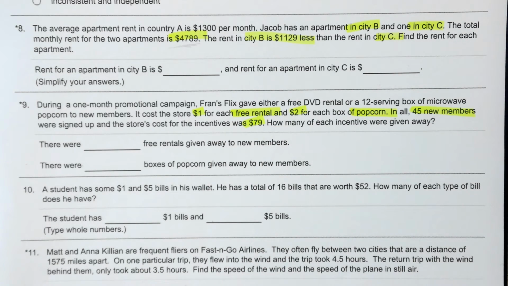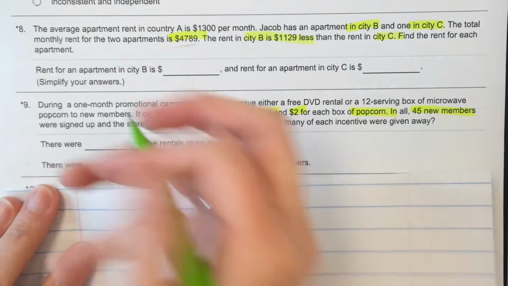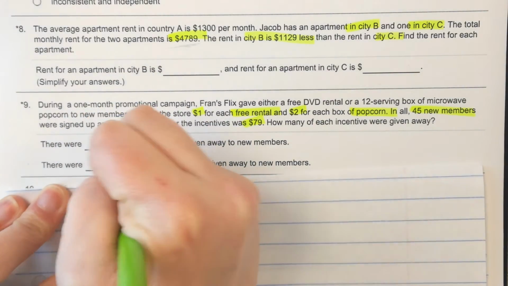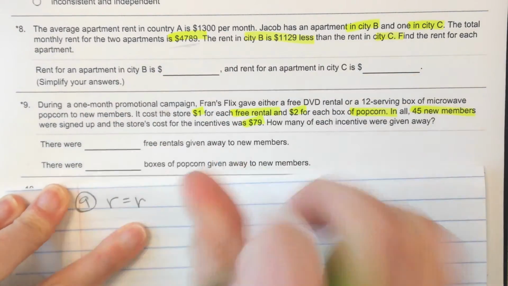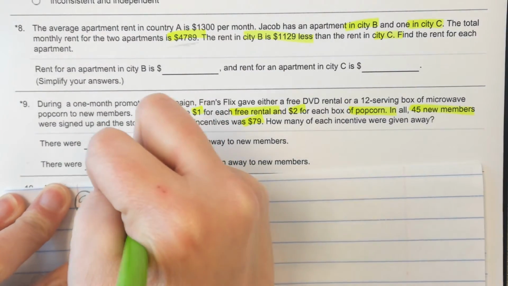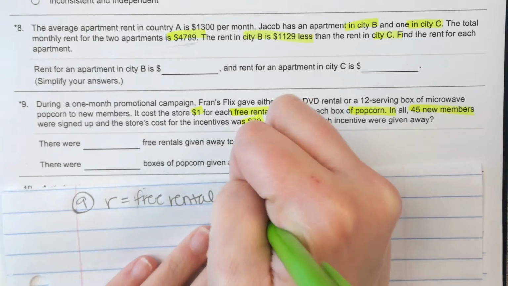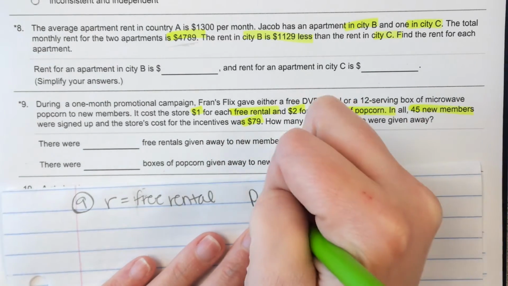So, again, let's set up the system. I'm going to say that R represents the free rentals, and P represents popcorn.